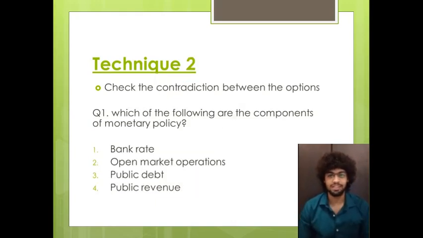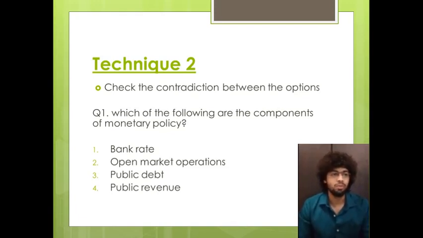Now let's discuss the second technique. The second technique is about checking the contradiction between the options. Let us go through a small example to get a hold over this technique. Which of the following are the components of the monetary policy? Bank rate, open market operations, public debt, and public revenue.